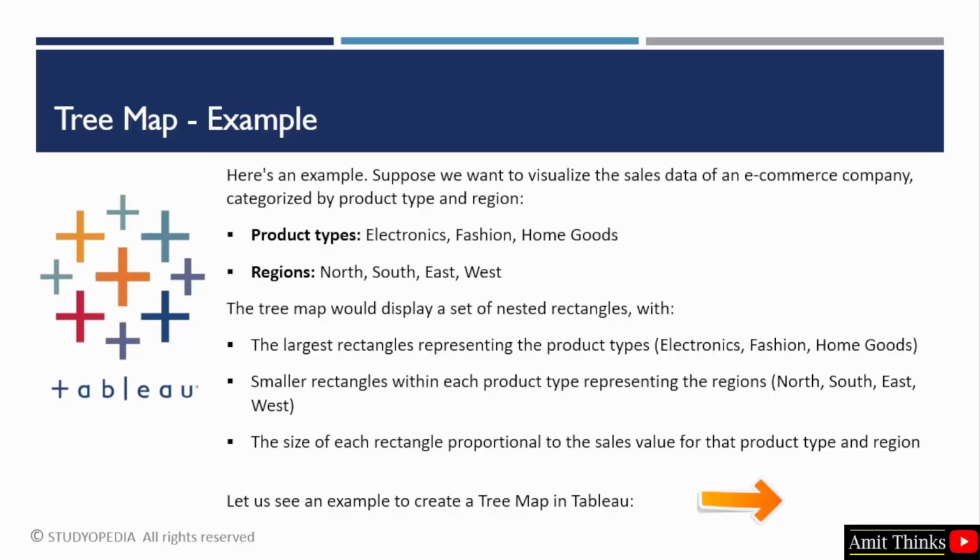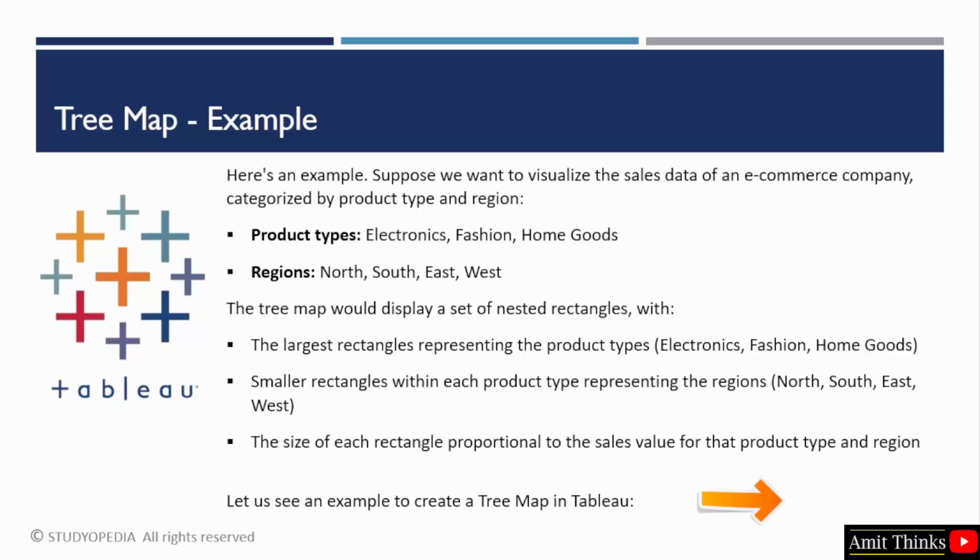Let's say we want to visualize the sales data of an e-commerce company categorized by product type and region. So we have product types and region. There are 4 regions: north, south, east, west, and product types are electronics, fashion, and home goods. So what would your nested rectangles display? It will display the product types.